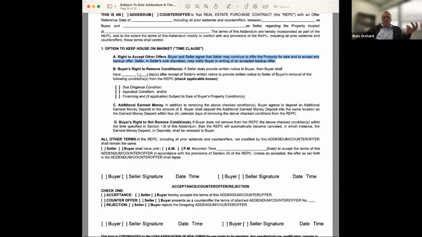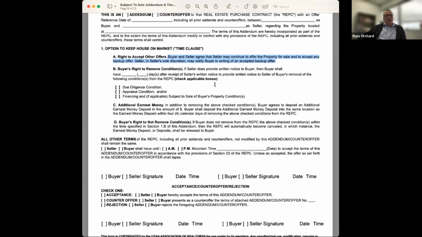So however many days you want to give them to respond. And I think for the most part, probably still about 3 days is what a lot of times ends up happening. But again, whatever you want to do, I would just say give ample time, whatever number of days you're going to give them. So the buyer will have, let's say, 3 days after receipt of the seller's written notice to provide written notice to the seller of the buyer's removal of the following conditions from the REPC.